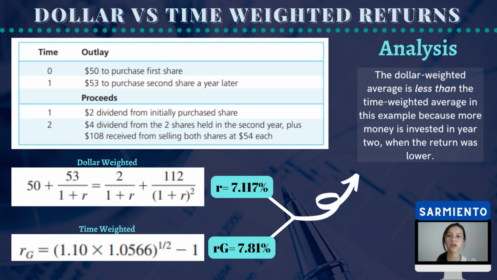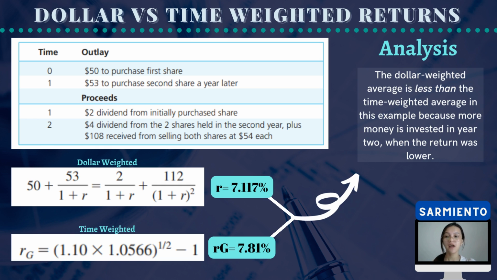So for example, imagine you buy a second share of the same stock at the end of the first year and hold both shares until the end of the second year, when you sell each of the shares for $54. So based on the given above, we may calculate the average return over 2 years using the discounted cash flow method by equating the present values of the cash inflows and outflows.